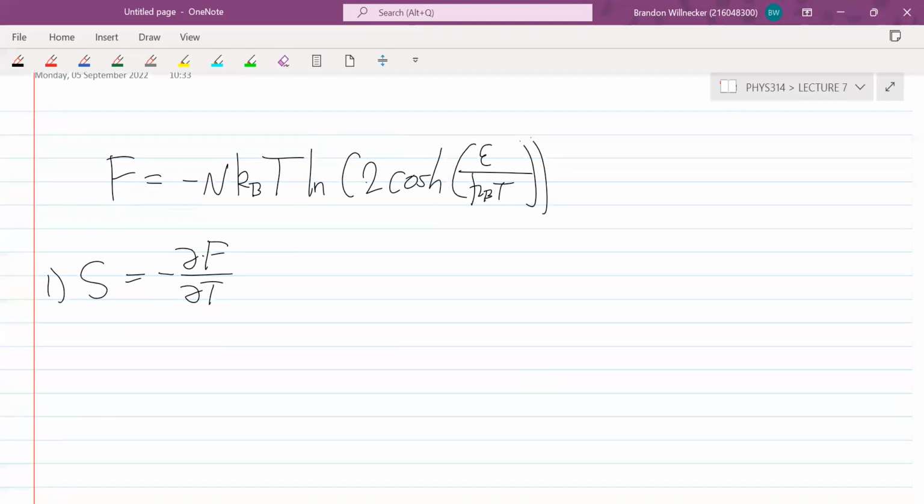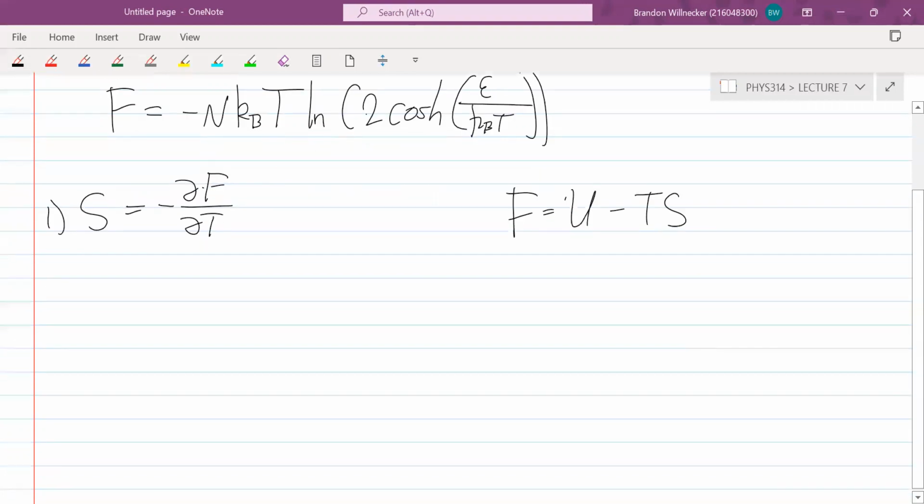If you ever forget that, you just start off with F is equal to U minus TS, find the differential, and then you'll find this. So whenever you forget something, start off with the definition of the free energy, take the differential, and then you can use those partial derivatives to find this.